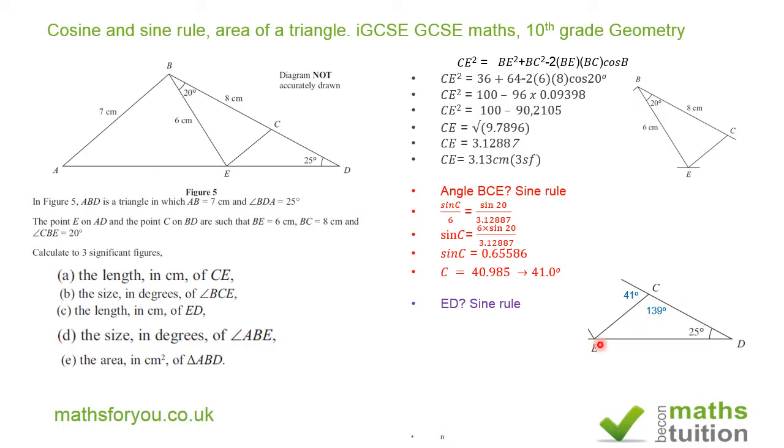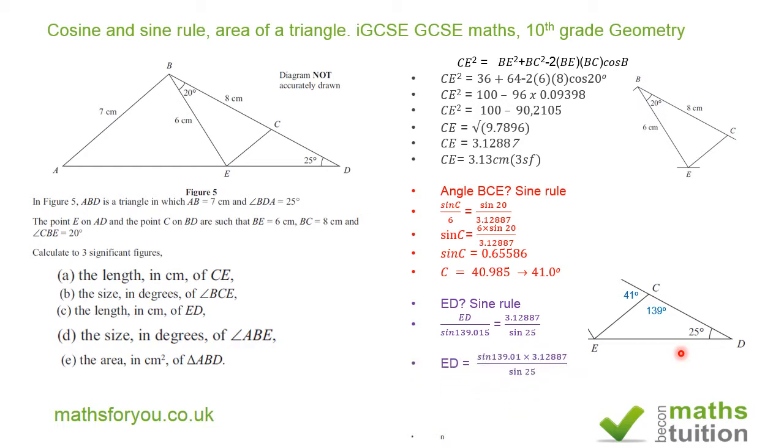Now I want to find ED, which is this one here. We know the angle opposite ED, and that's 139. And we know that 25 degrees is opposite CE, and we just found that CE is 3.13 or 3.12887. So the sine rule will apply in this case. We then do ED over sine 139.01, you don't have to put 0.015, that's being pedantic, is equal to 3.12887 divided by sine 25 degrees.